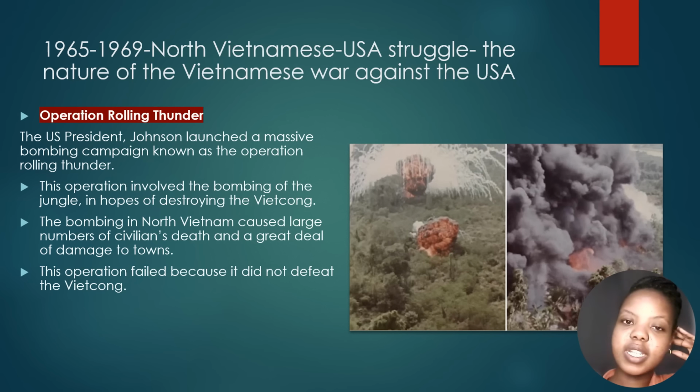Moving on to another strategy that the USA introduced, which is referred to as Operation Rolling Thunder. US President Johnson launched a massive bombing campaign known as Operation Rolling Thunder. This operation involved the bombing of the jungle in hopes of destroying the Viet Cong. The bombing in North Vietnam caused a large number of civilian deaths and a great deal of damage to towns. This operation failed because it did not defeat the Viet Cong. Do you see me linking here? When you link, you refer back to the question.